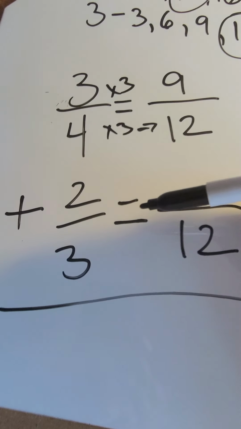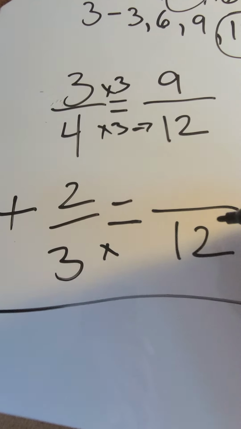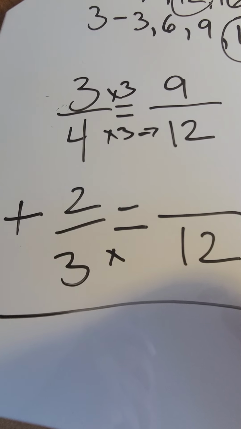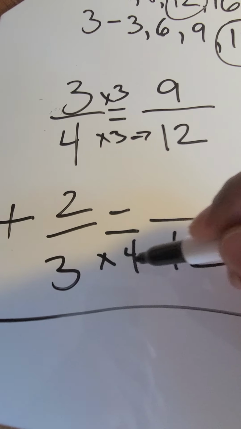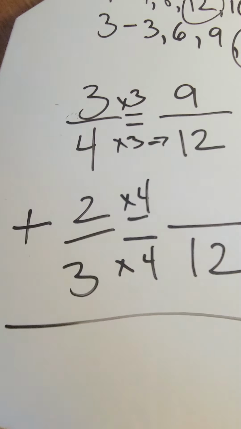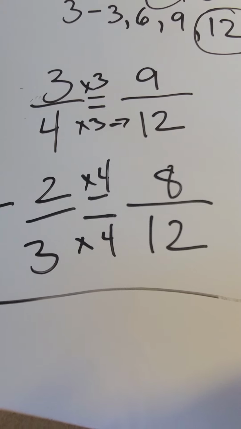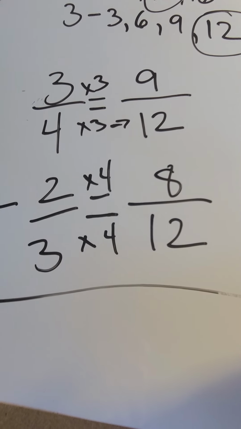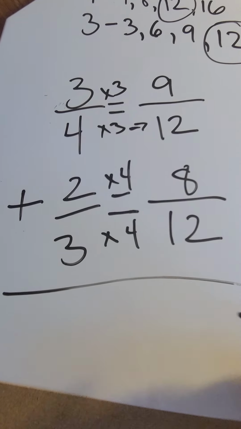We do the same for 2/3. We say to ourselves, okay, what number did we use to multiply 3 to get 12? Answer is 4. So we multiply the 4 on the bottom, we've got to multiply the 4 on the top. 2 times 4 gives you 8. Now we can go ahead and do our addition.